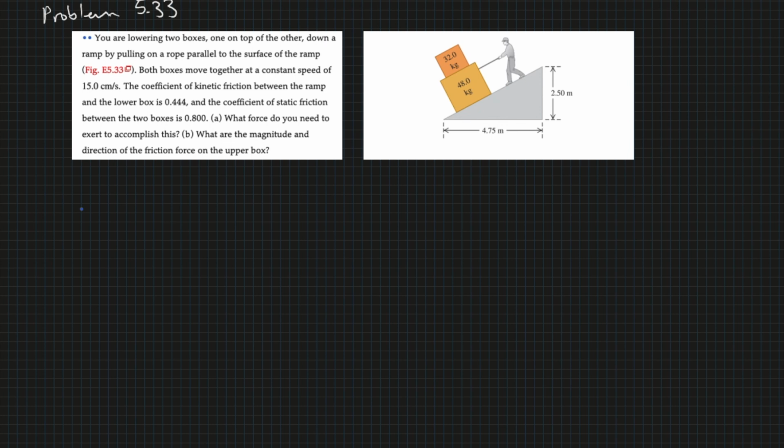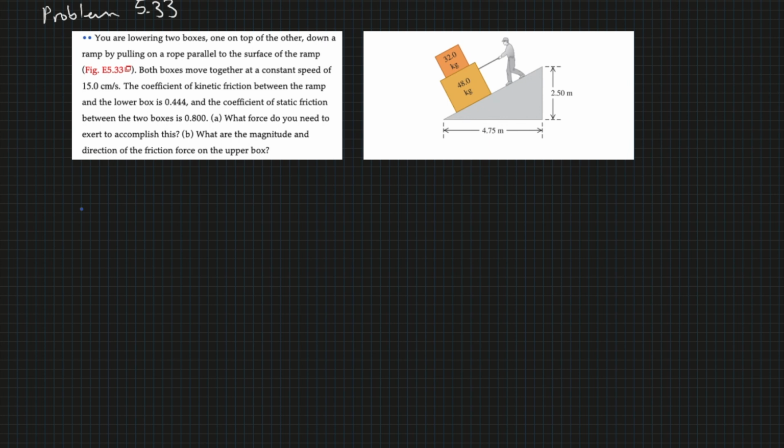Okay, next problem, problem 33. Here we have two boxes stacked on top of each other, and we're pulling a rope that's attached to the bottom one only. We are pulling these boxes along a ramp. We don't know what the angle of the ramp is yet, but we're told that we're pulling them at a constant speed of 15 centimeters per second. The coefficient of kinetic friction between the ramp and the lower box is 0.444, and the coefficient of static friction between the two boxes is 0.8.